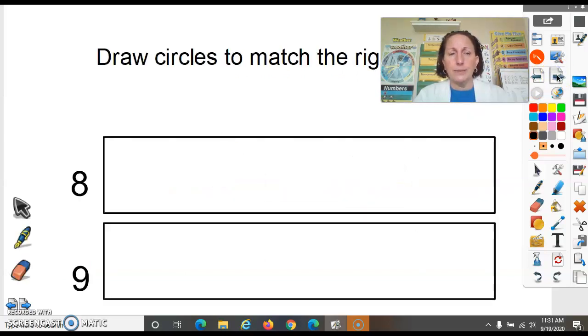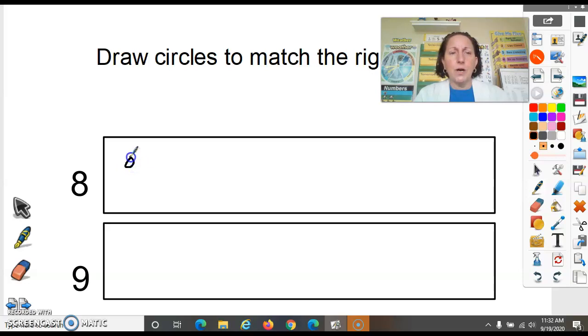All right, now the next thing we are going to do is draw some circles to match the number. So the first thing we have to know is what number is this? If you already know this number, then this is going to be really easy for you. But if you don't know this number, we need to start with making some of those flashcards so that you can practice saying your numbers out loud. But this number is number 8.